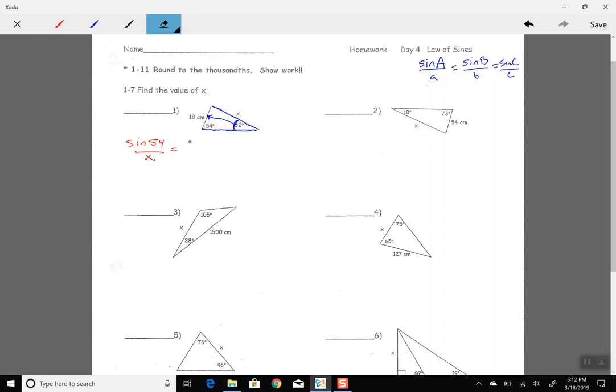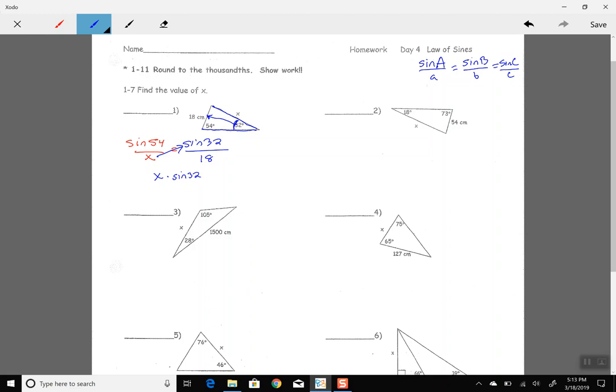That was equal to the sine of 32 over 18. So once we have this set up, we cross multiply. So x goes with that sine of 32. So x times the sine of 32 degrees. And it didn't matter if you did this one first or you did the one in red first. You still get the same answer.